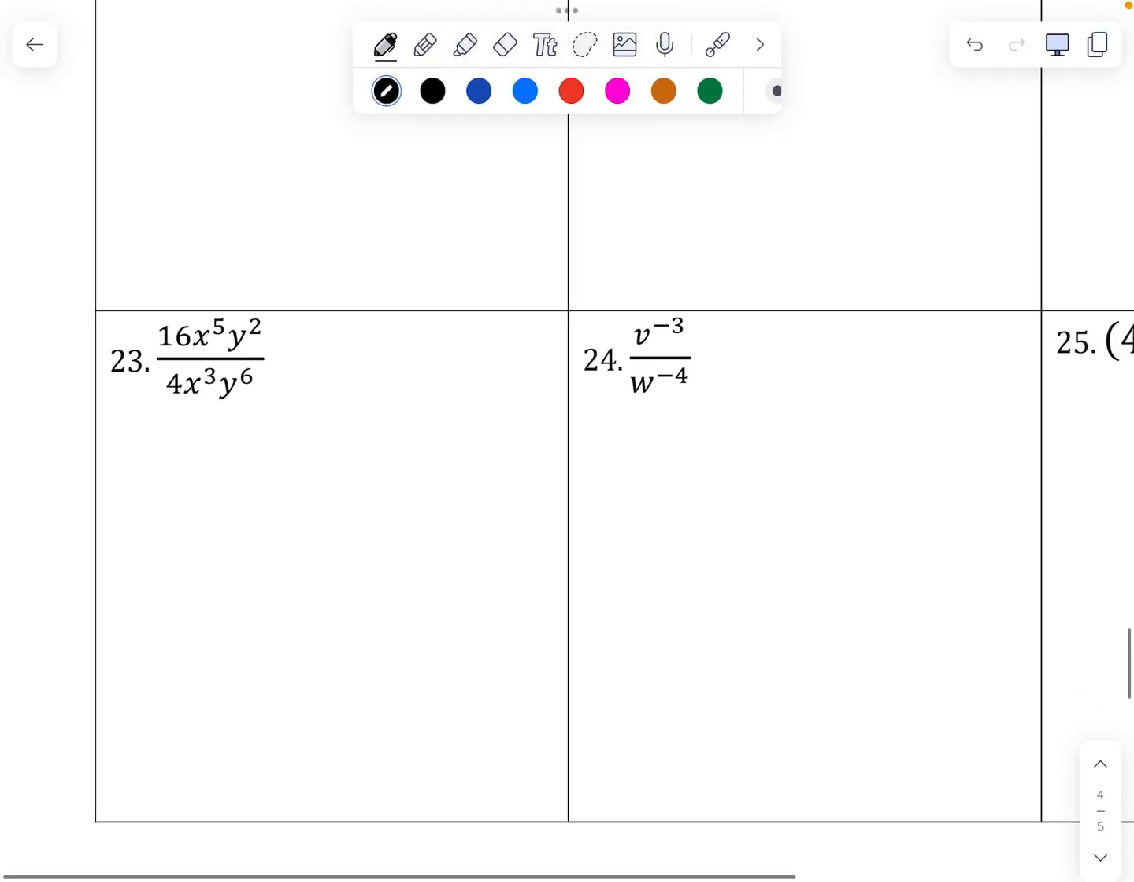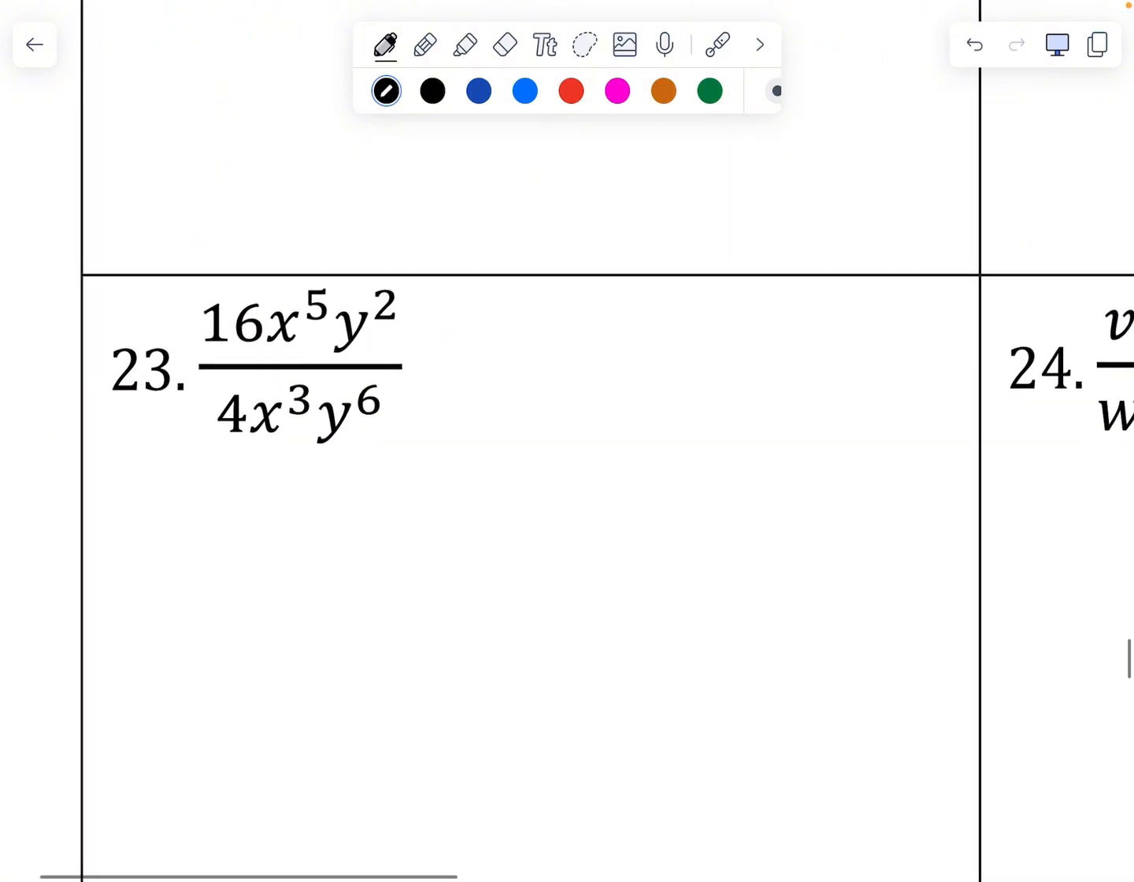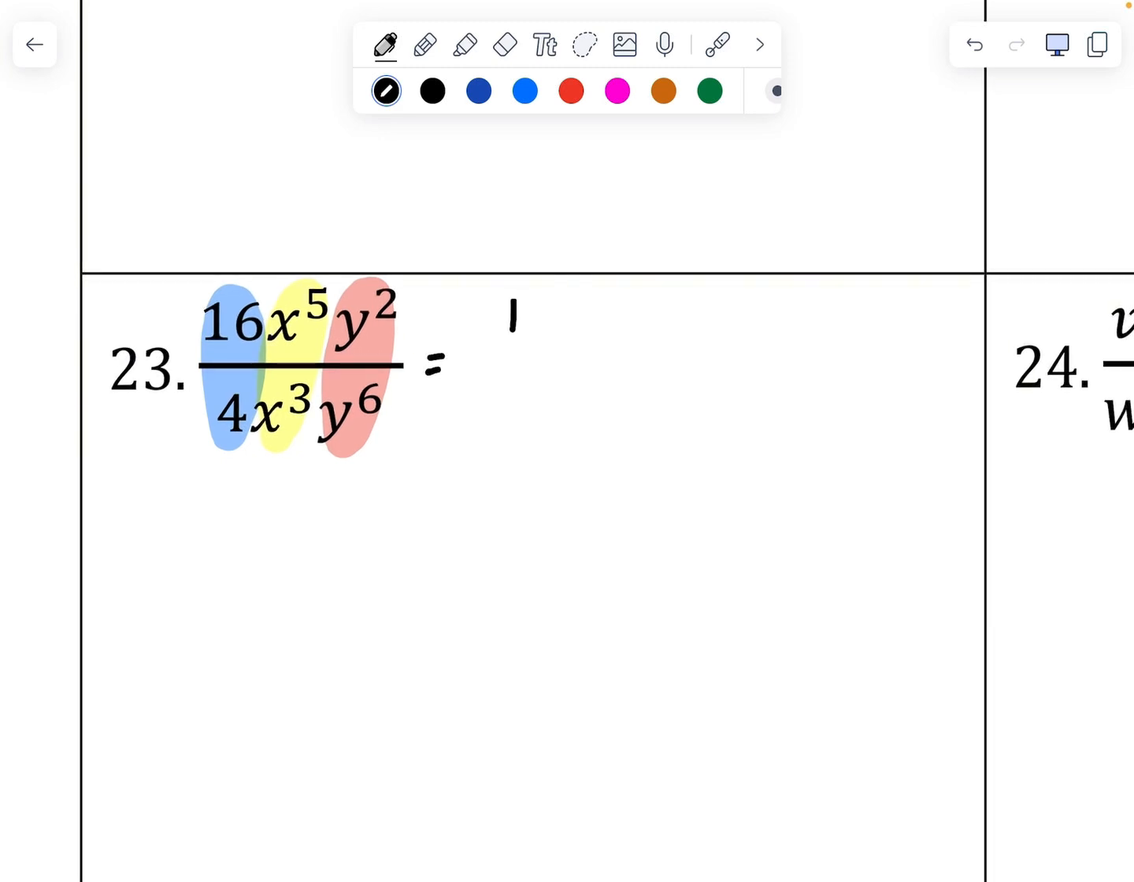Okay, so for number 23, we have a fraction, okay? And I told you guys the best way to do this is if you look at 16 over 4 as one little unit, then x to the power of 5 over x to the power of 3 is another little unit. And then the last constant multiplier that's the same is y squared over y to the power of 6. So we go ahead and separate them pretty much. 16 over 4 times x to the power of 5 over x to the power of 3 times y to the power of 2 over y to the power of 6, okay?